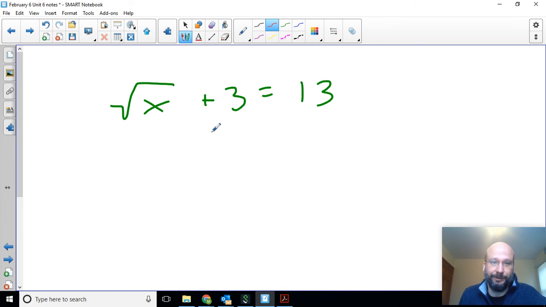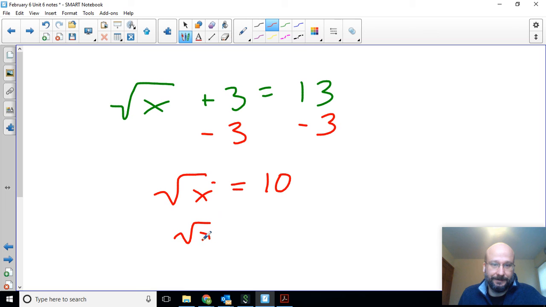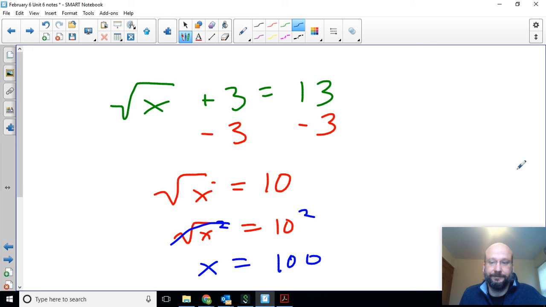Again, the opposite of plus 3 would be minus 3. So square root of x equals 10. And then again, the opposite of square root is squared. So you would square both sides. I'm going to write it in blue, right? I'm going to square this and I'm going to square that. That means these cancel and I'm left with x equals 10 squared, which is 100. This is just multi-step equation practice. You haven't seen it. Just remember, square root is the opposite of squared.